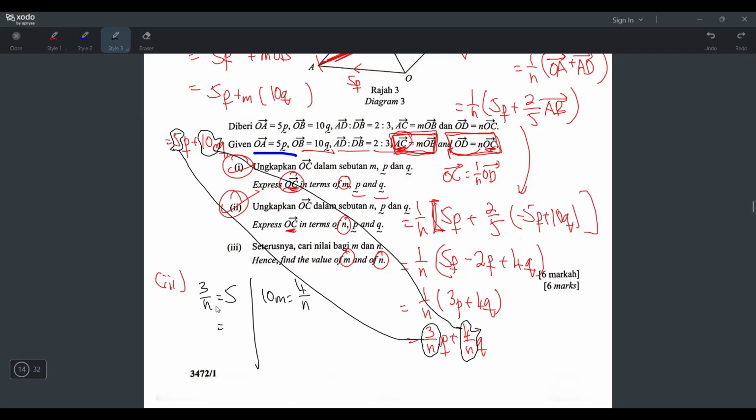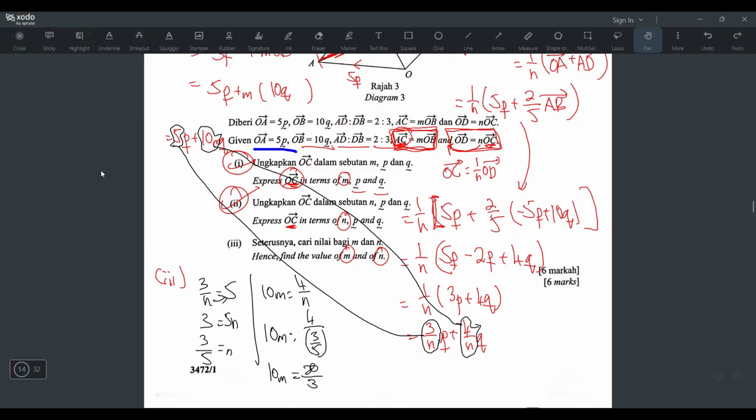And now you can find M and N. So the N move up, becomes 5N equals 3, N equals 3 over 5. And then the N substituted inside, 10M equals 4 divided by 3 over 5. But put bracket. So 4 divided by 3 over 5 is 4 times 5 over 3, which is 4 times 5, 20 over 3, 10M. And then what is your M?